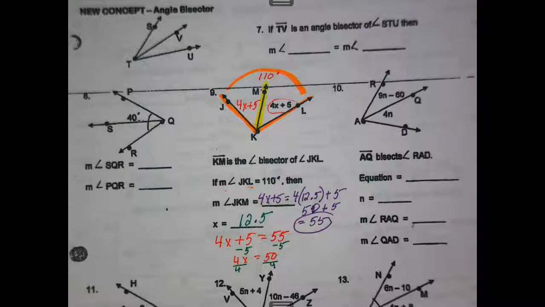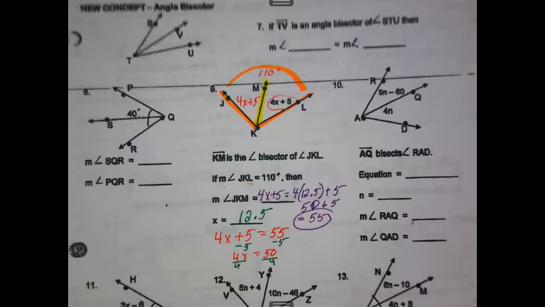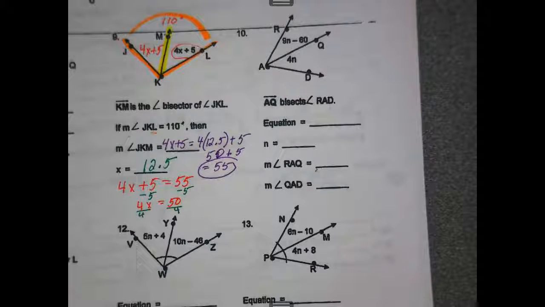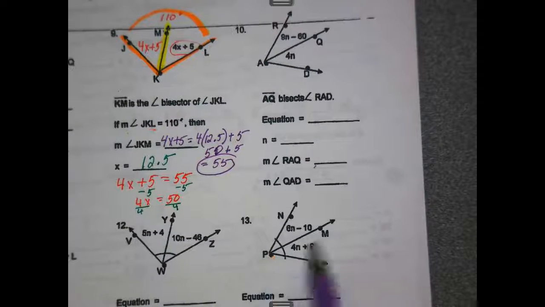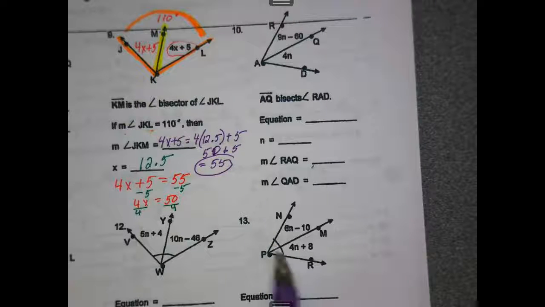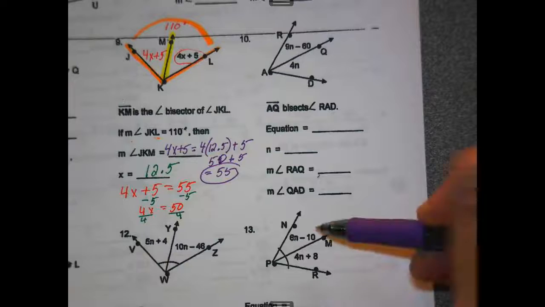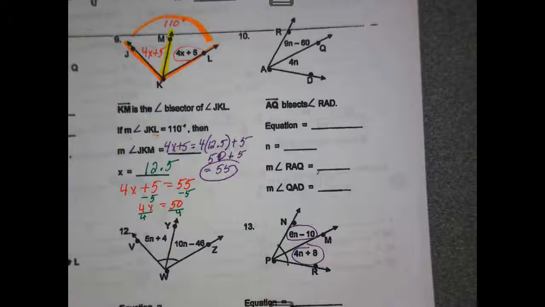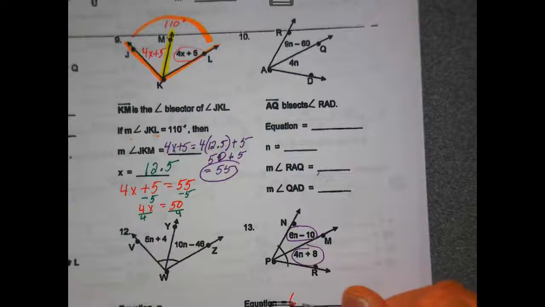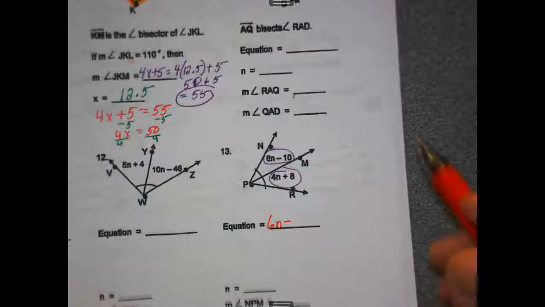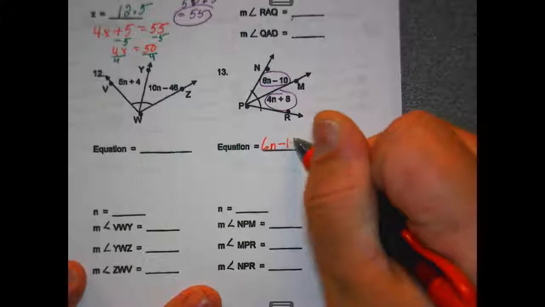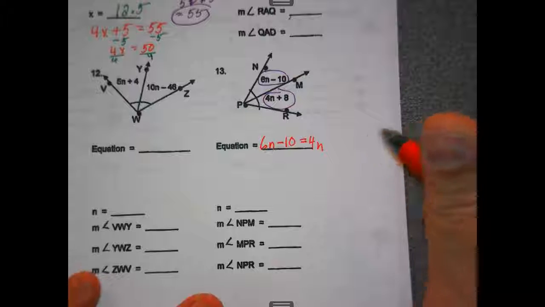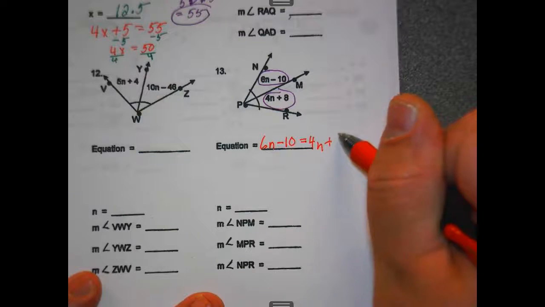Let's do another one. Let's do number 13. Okay, I know this is an angle bisector because of this little symbol here. So I know that these two angles are what? Equal. So I'm going to set them equal to each other. 6n minus 10 equals 4n plus 8.